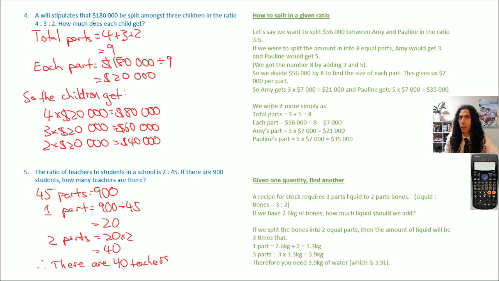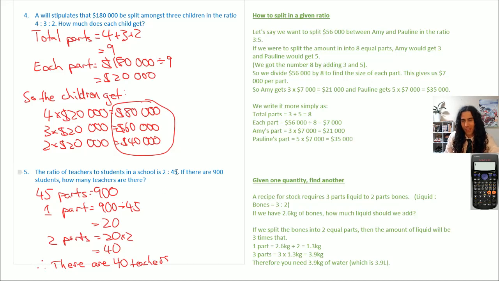So we say 180,000 divided by 9 is 20,000. Each part is 20,000. So the first person gets 4 lots of 20,000, then 3 lots of 20,000, 2 lots of 20,000. And you get your final answers: 80, 60, 40 grand each. Might as well circle that, make it clear. Those are your answers. So that's what we're doing there.